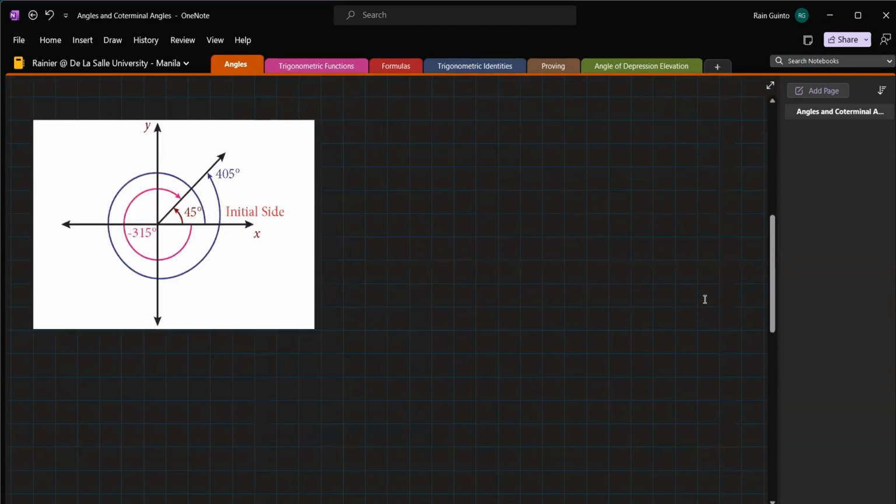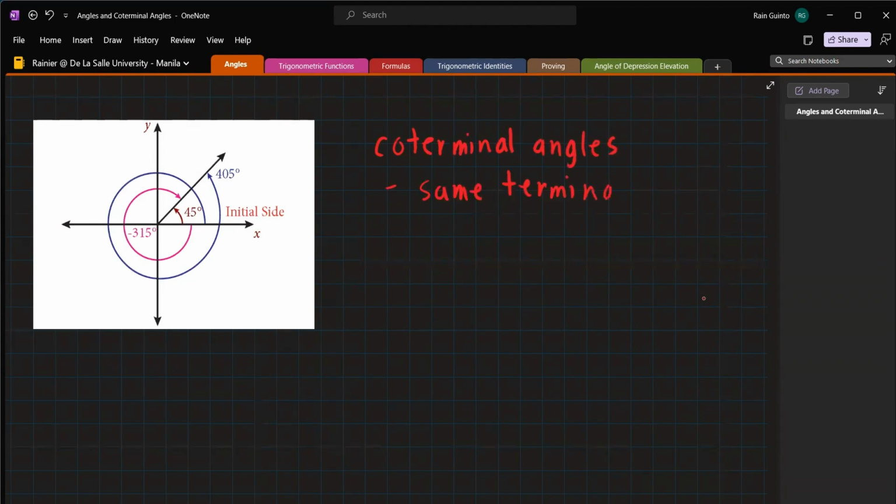Moving on, let us now talk about coterminal angles. Coterminal angles, by definition, are angles sharing the same terminal side. Basically, as shown in the figure over here, 45 degrees, its terminal side is this black line. The same with negative 315 degrees.